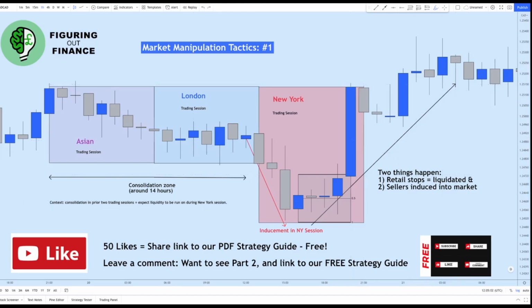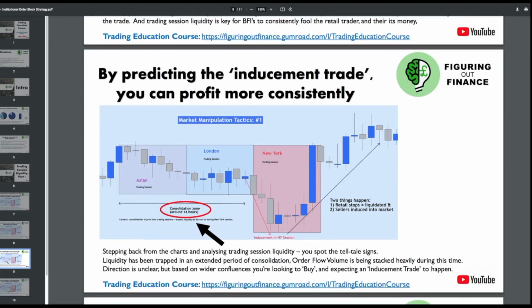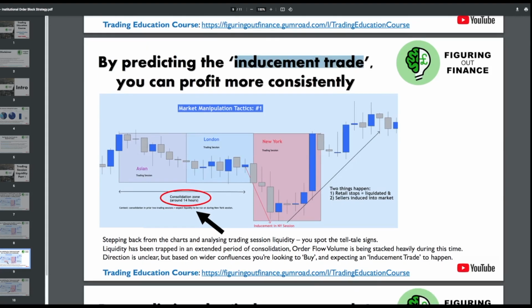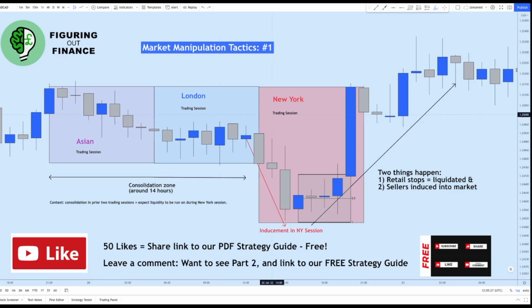The banks work on liquidity, and as we mentioned, we're calling it the inducement trade. And once you know how trading session liquidity can be used by banks and financial institutions, then you'll understand how to avoid this yourself and become more profitable. So if we just recap quickly what we've been talking about: consolidation in the Asian and London session. We see New York open.